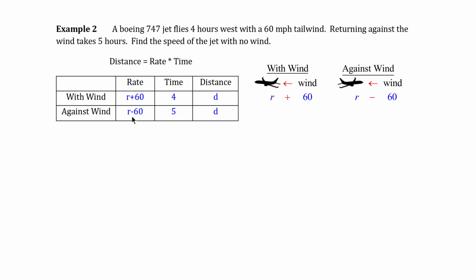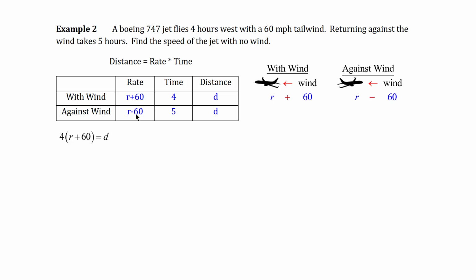Next, we need to come up with two equations. The first equation we get from the row with the wind. The second equation we get from the row against the wind. All we need to do is just multiply the rate times the time and set it equal to the distance.